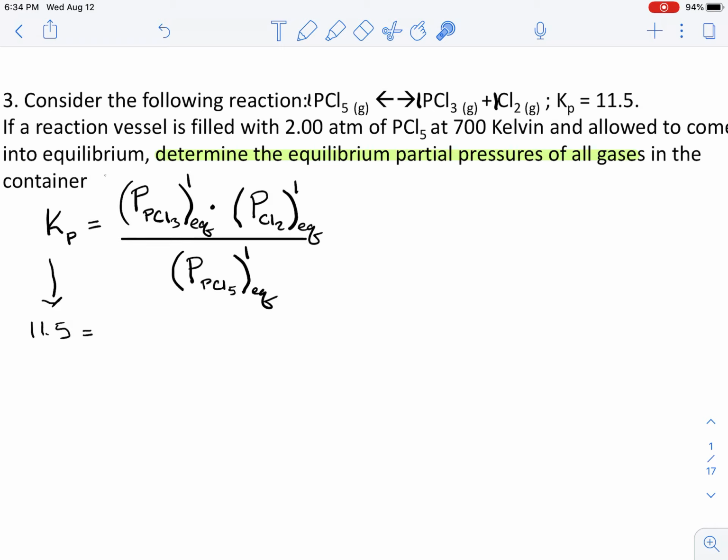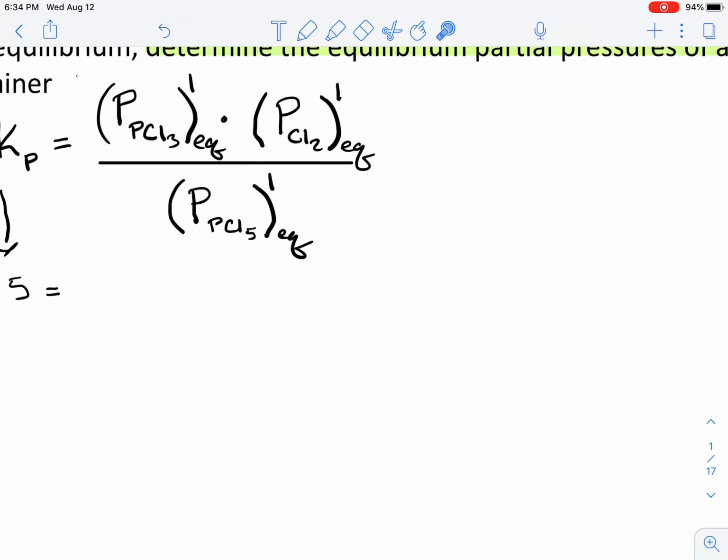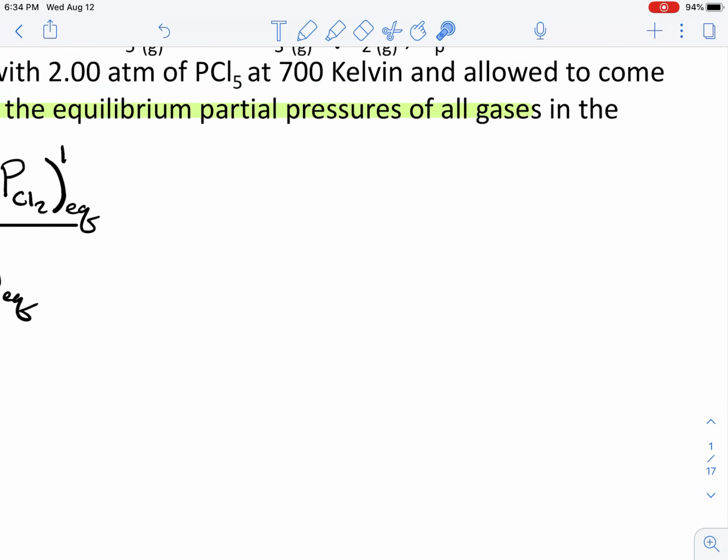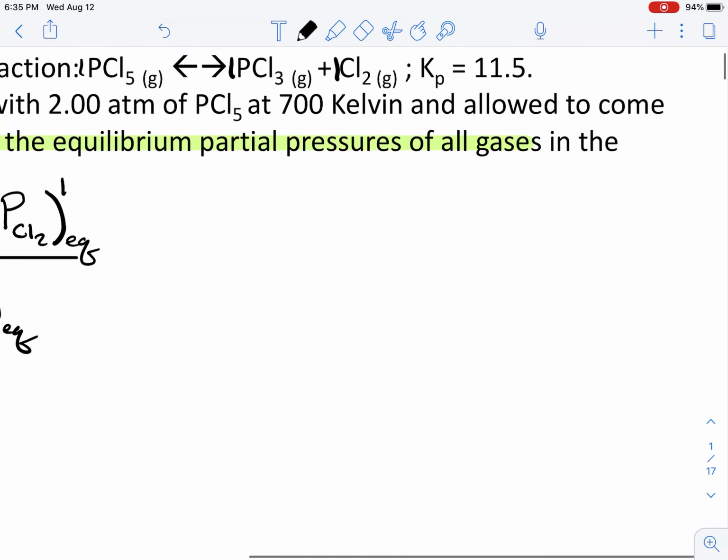So it looks like we have to rely on another tool or technique, whatever term you want to use, to help us mathematically define what these substances are at equilibrium. And the tool or technique that allows us to do so is the ICE table. And so we're going to go ahead and rewrite the chemical equation.